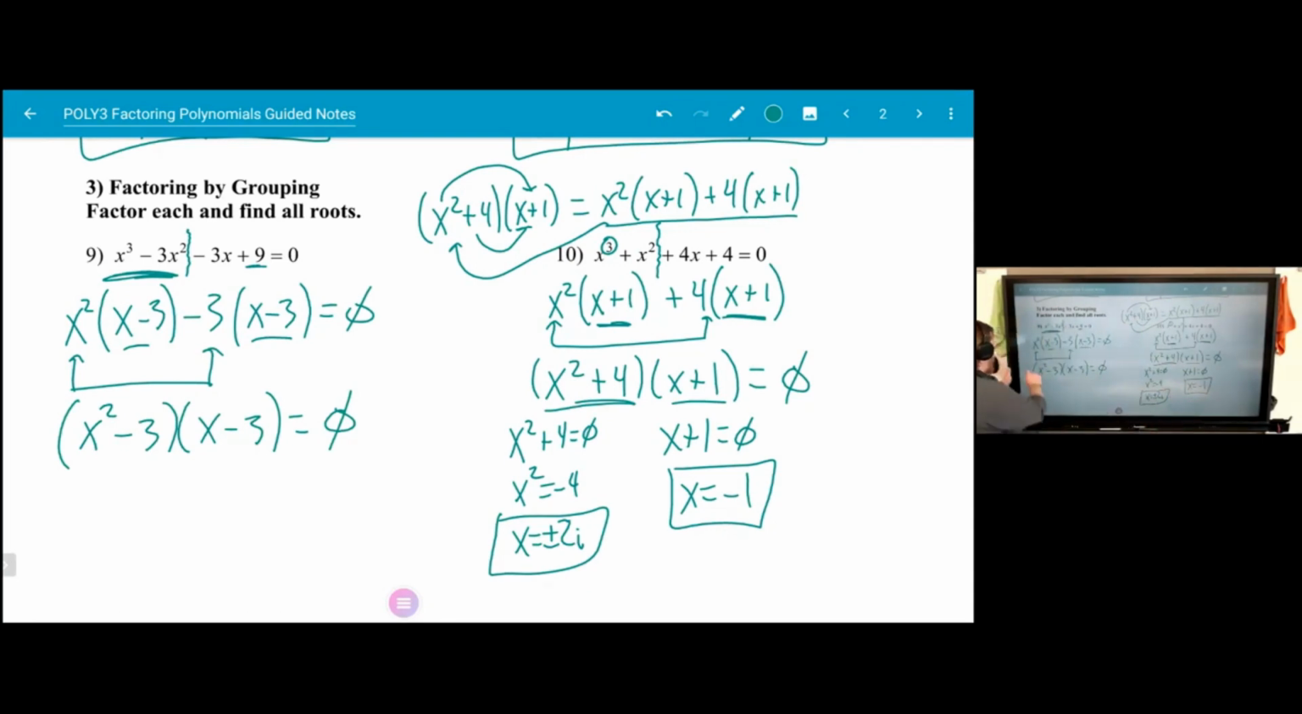This is factored form. And now I'm going to solve. I need to find 3 solutions. They might be real. They might not be real. We'll find out in a second here.